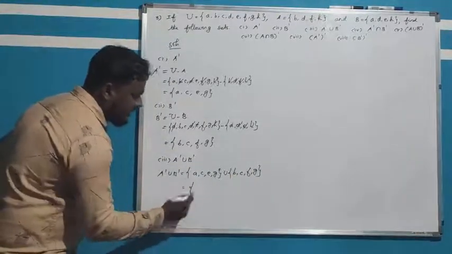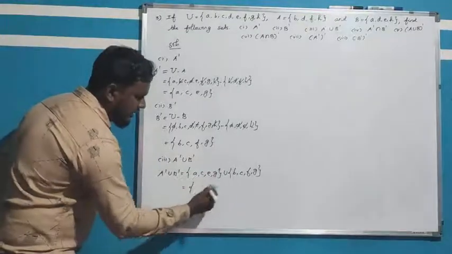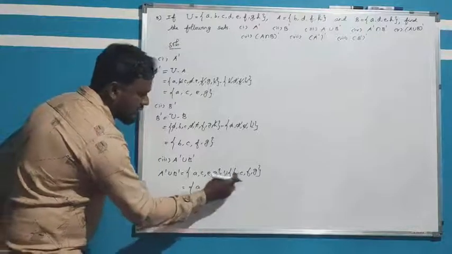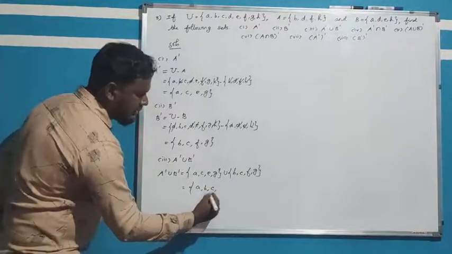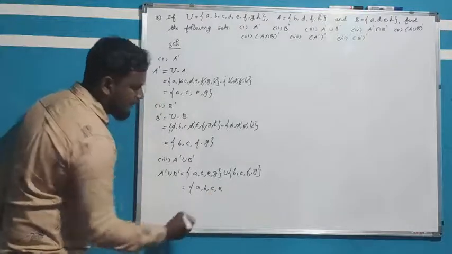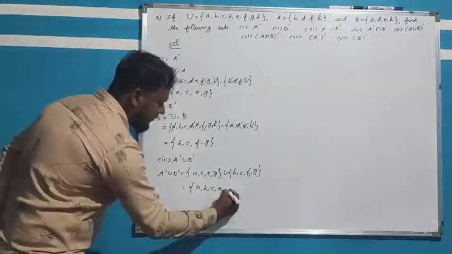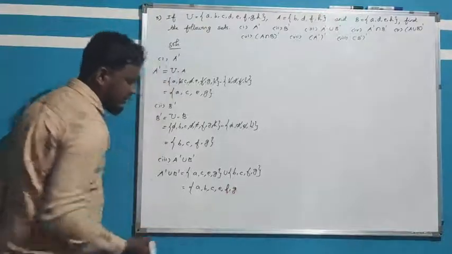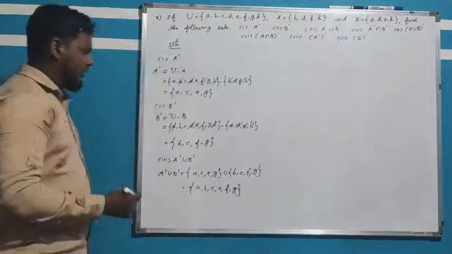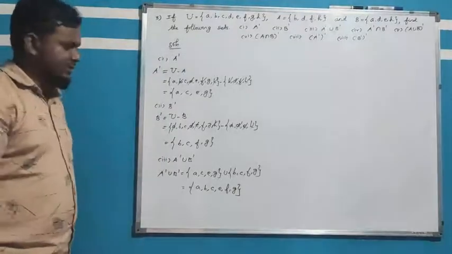So A, B, C, E, F, G. That much elements only there. So we found A dash union B dash.